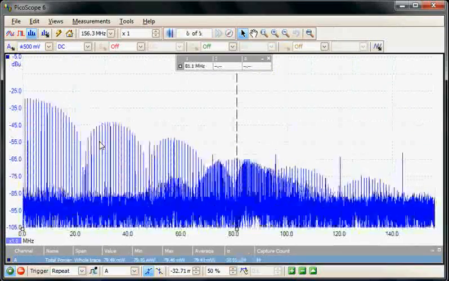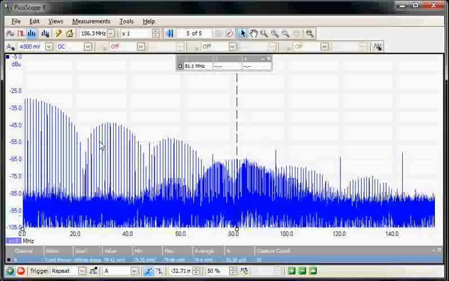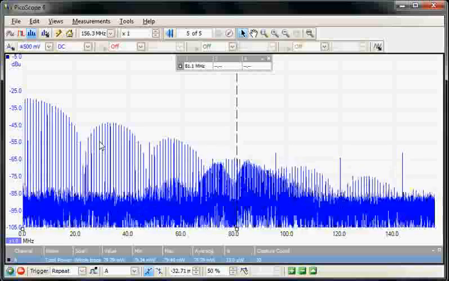So the spectrum total power measurement is very useful for characterizing RF pulse type signals.